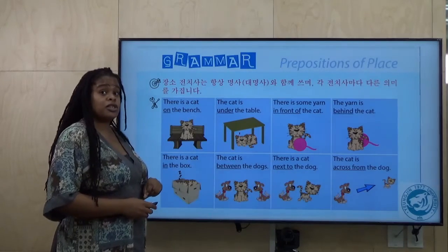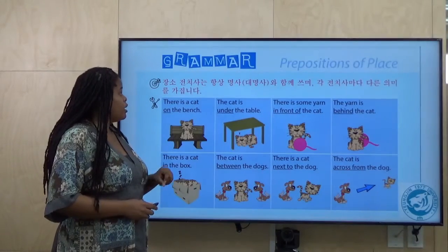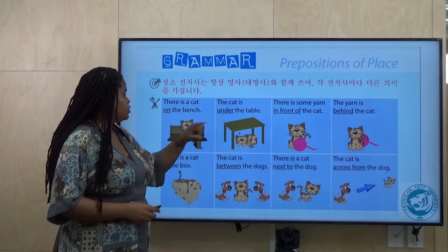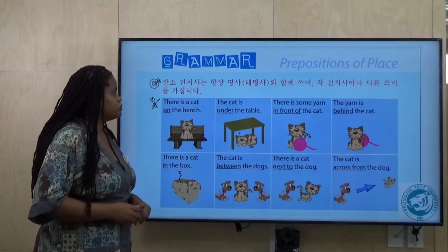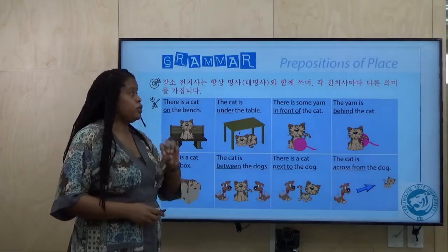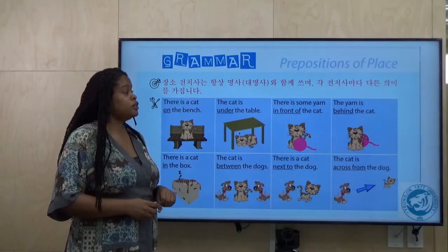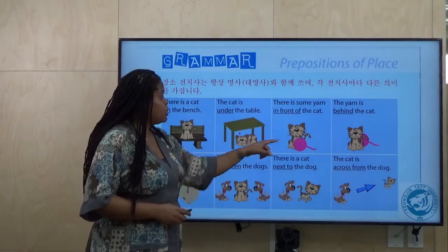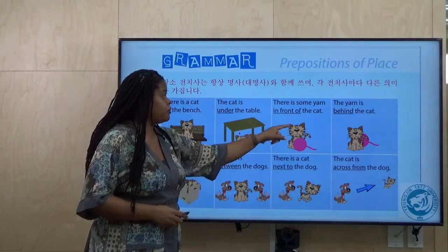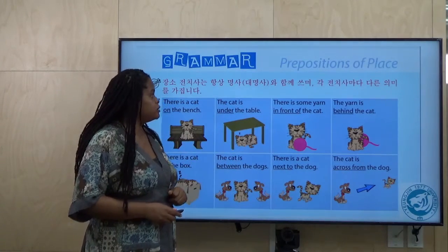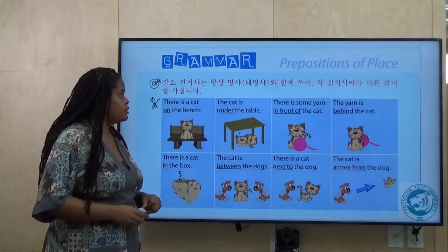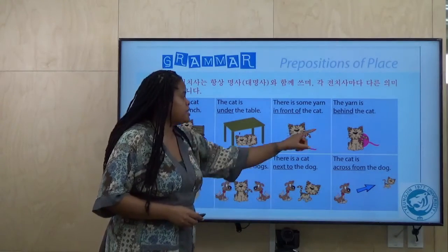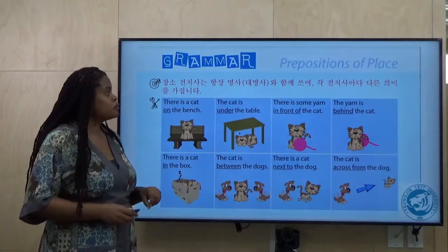The next preposition is under. The cat is under the table. Number 3, in front of. There is some yarn, pink yarn, in front of the cat. Next is behind. The yarn is behind the cat.